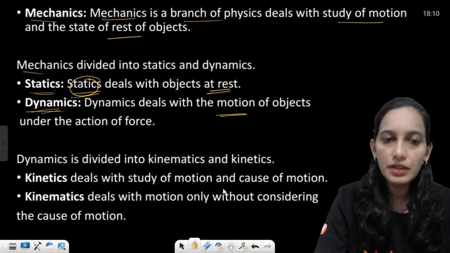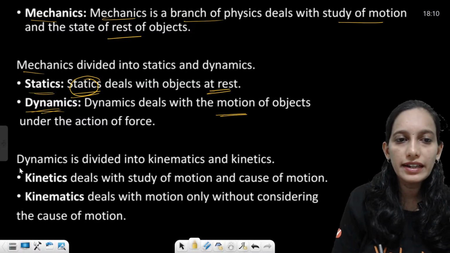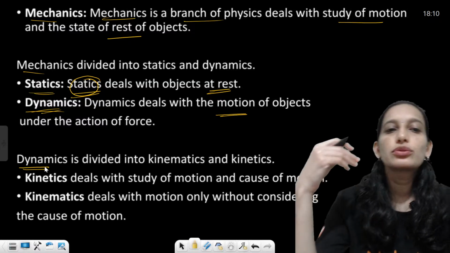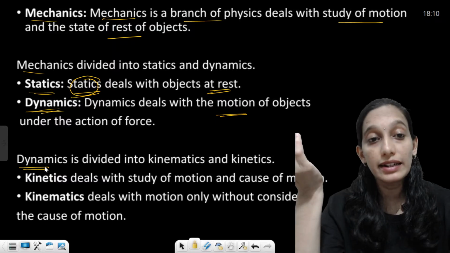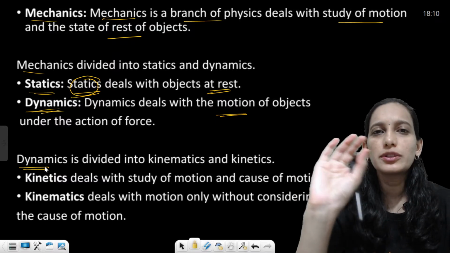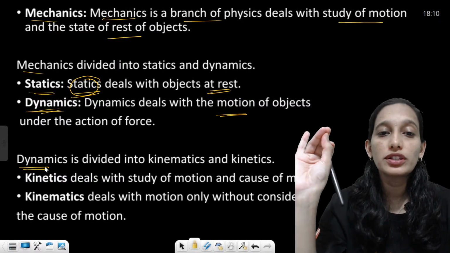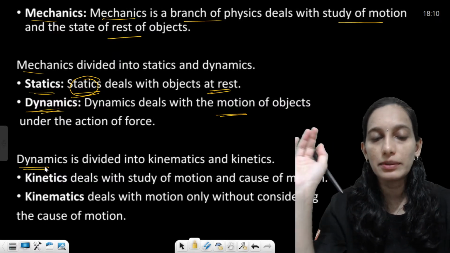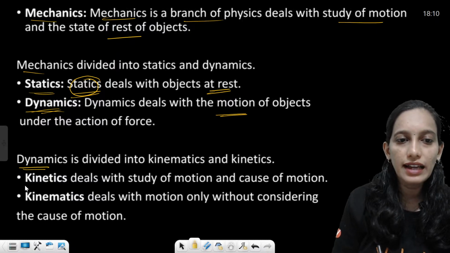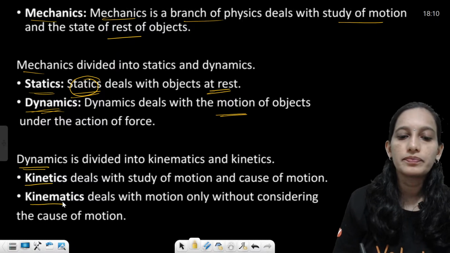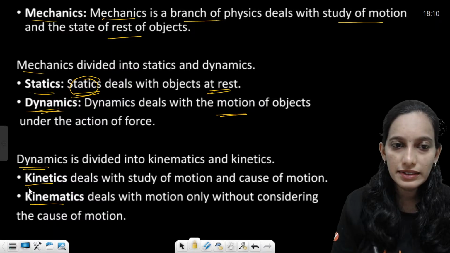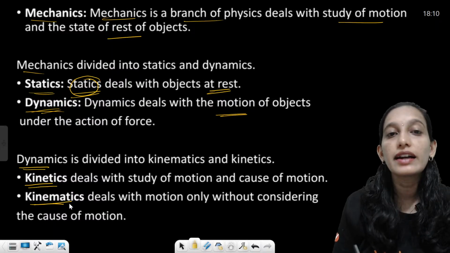Okay. Yeah. So next is dynamics, because to study the object at rest is a very small portion in mechanics. Most of the time we will be dealing with the objects which are in motion, which comes under dynamics. So here again we can classify into two terms. Okay, so one is kinetics, the other is kinematics.